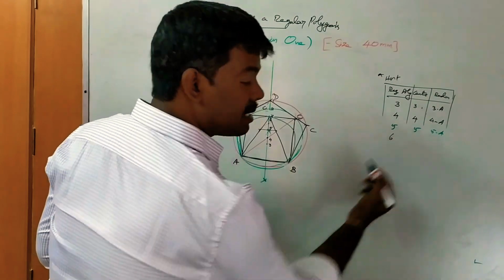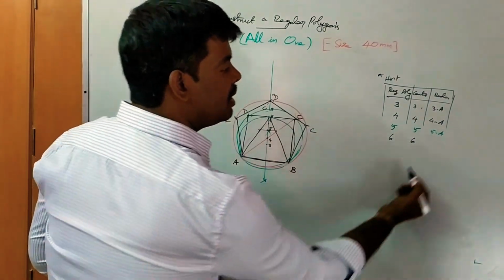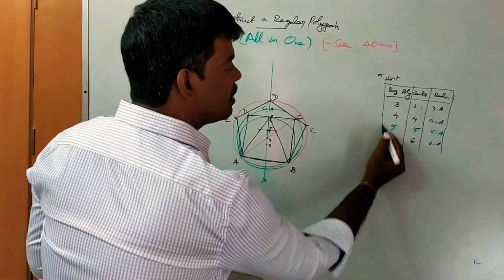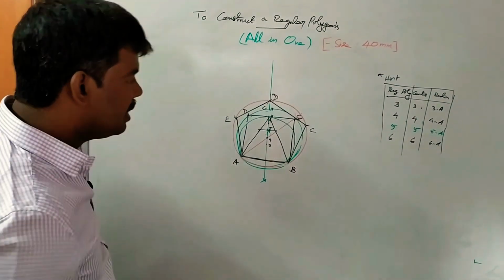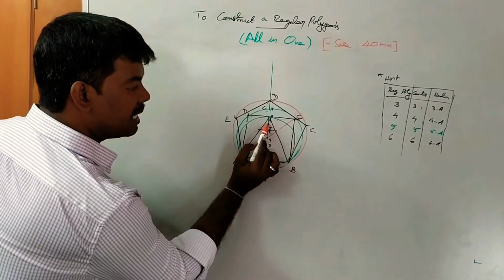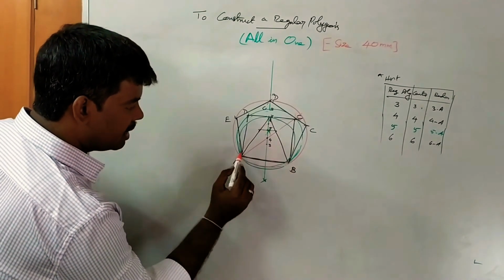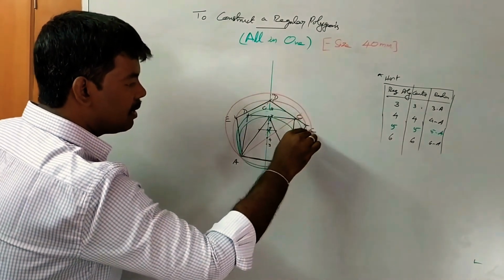6 sides. Number 6 is the center, 6 to A is the radius. Clear? 6 to A is the radius. So take compass, 6 as the center, 6 to A as the radius, you draw one circle.